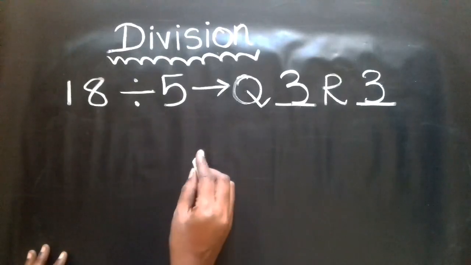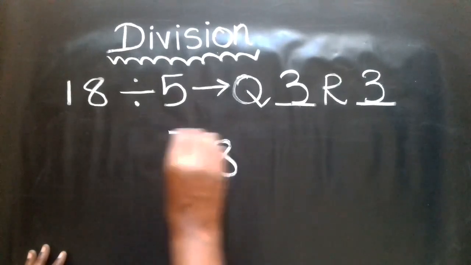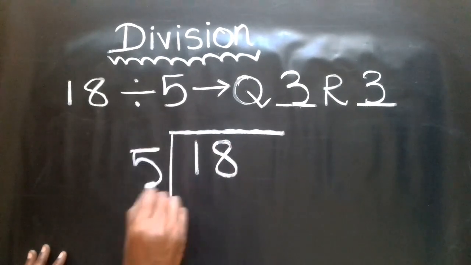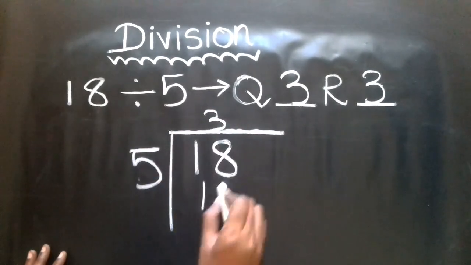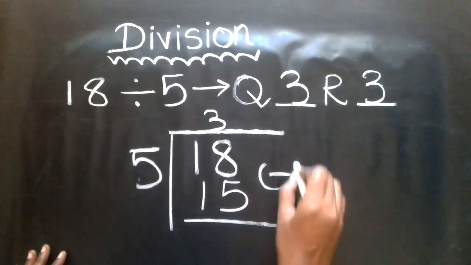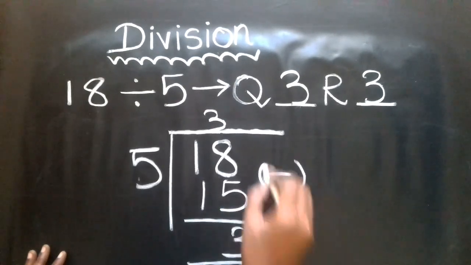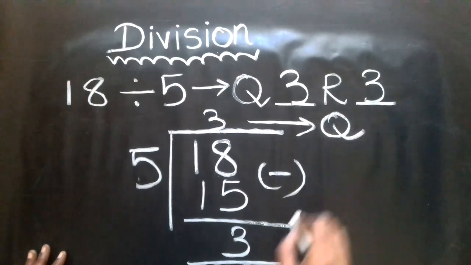If you do the same question by actual division, 18 divided by 5. 5 times 3 is 15. When you subtract these 2, you will get 3. So your quotient will be 3. Remainder will be 3.